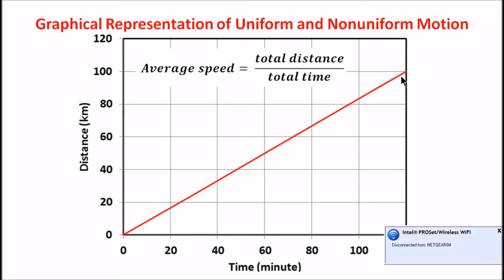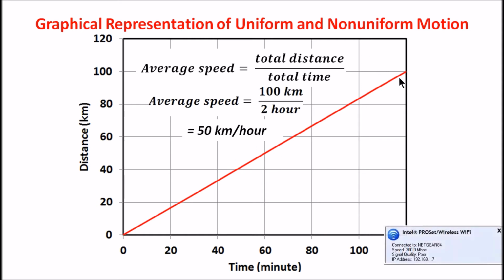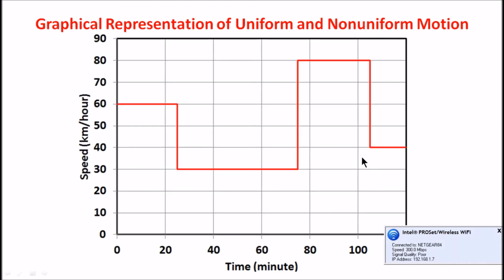So total distance is, at the end, 100 km. Total time at the end of the journey is 2 hours. It shows 50 km per hour continuous average speed. So by using this distance-time graph, we can get the average speed.